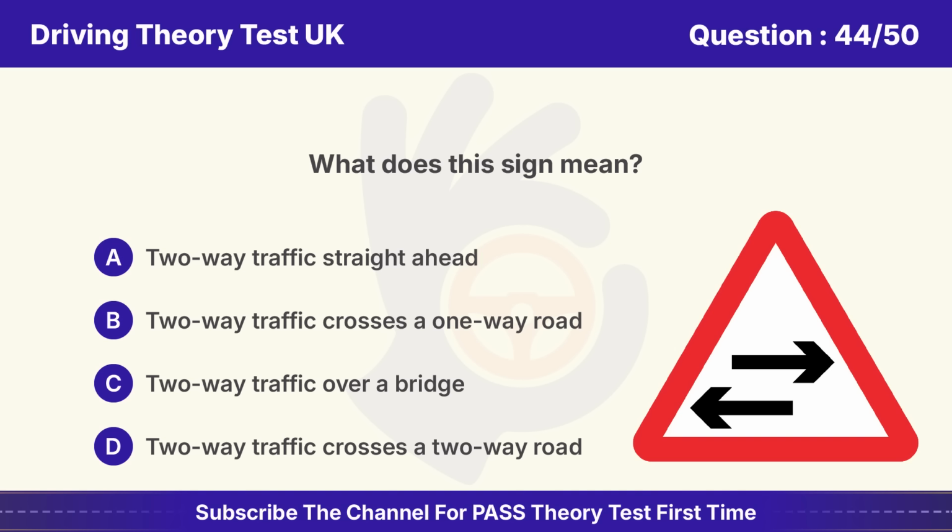Question 44. What does this sign mean? Option A. Two-way traffic straight ahead. B. Two-way traffic crosses a one-way road. C. Two-way traffic over a bridge. D. Two-way traffic crosses a two-way road.